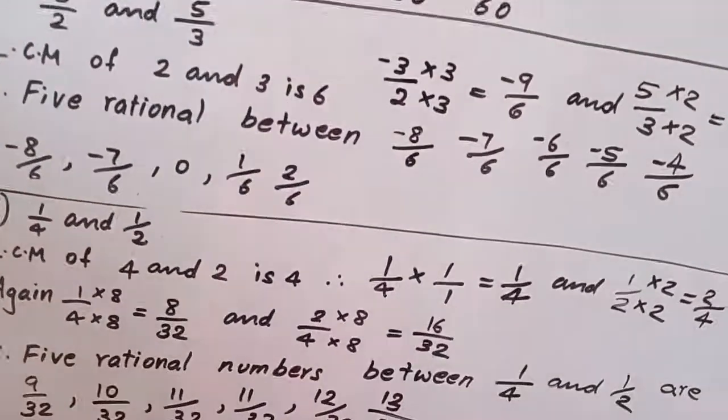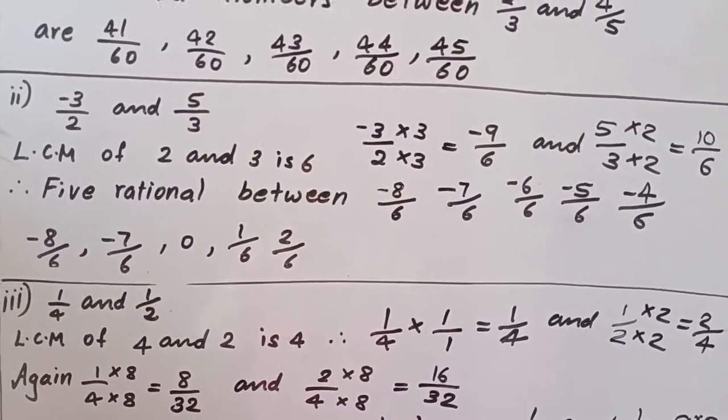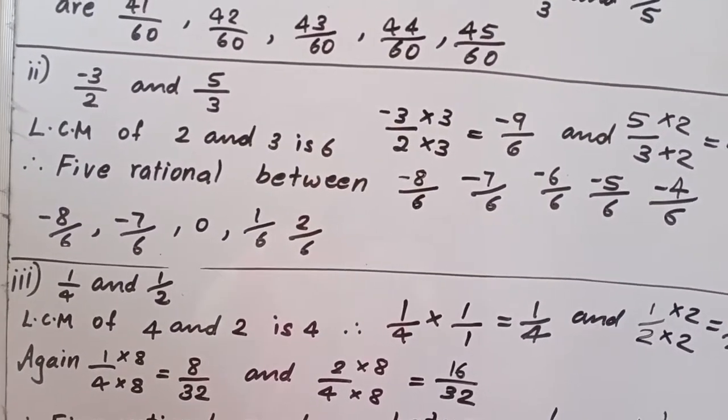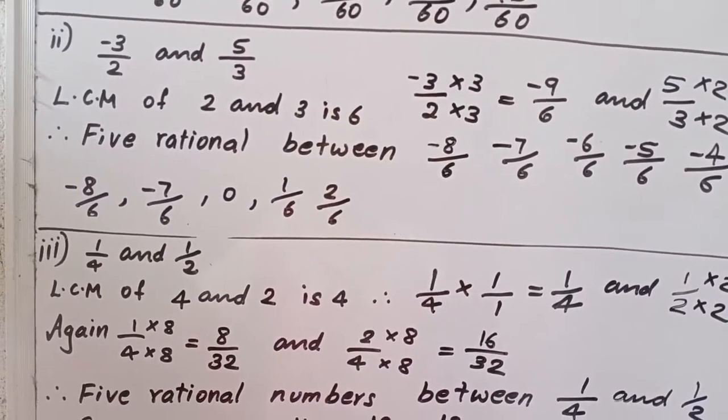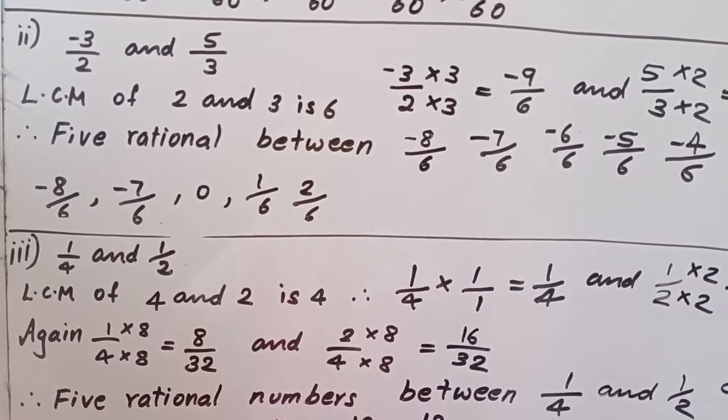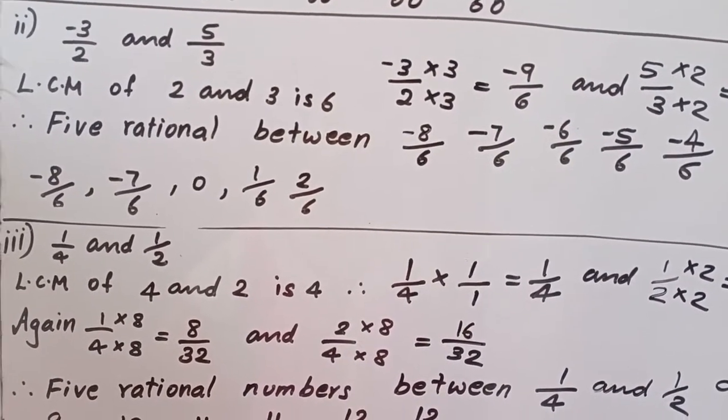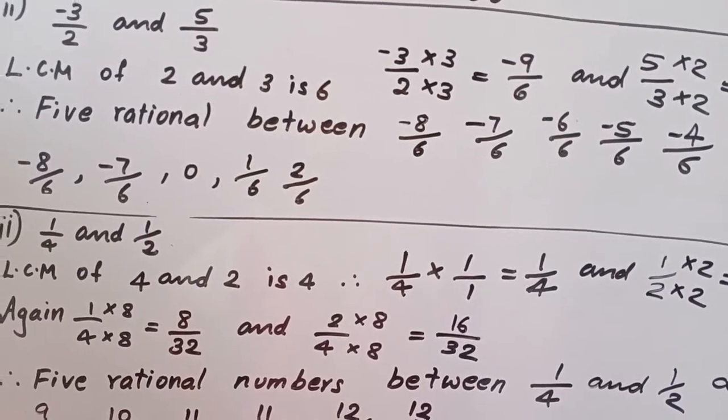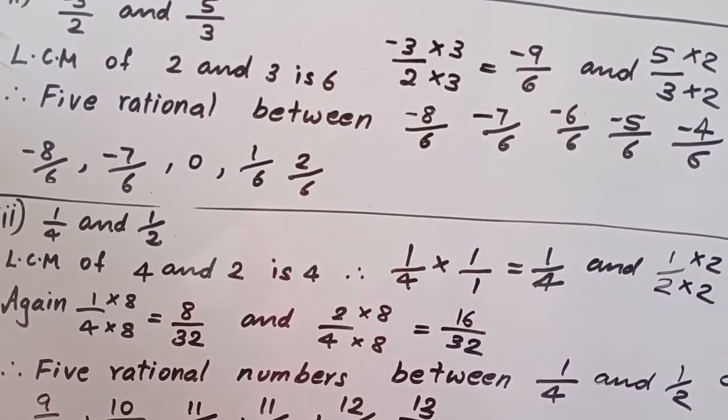Again, what can I do? If I multiply by 8, I will get extra numbers in between. So 8 1s are 8, 8 4s are 32. The same thing I will apply for the second rational number also. 8 2s are 16, 8 4s are 32.